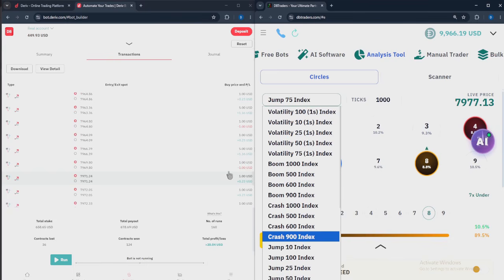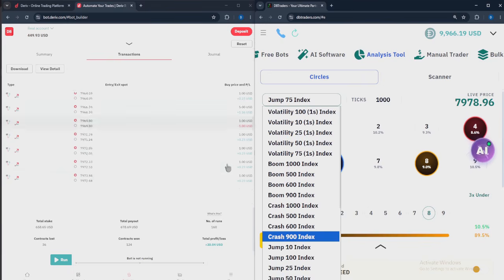Please don't go using analysis tools. There's an analysis tool out here that basically gives you a specific digit for matches and differs, and then when you trade it, you make no profit. Please avoid that. Do your own analysis. These websites should be basically for your confirmation. Use them for analysis, but only do your trades on the official site.